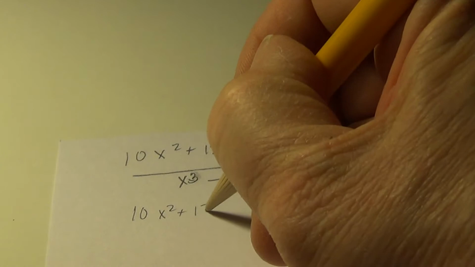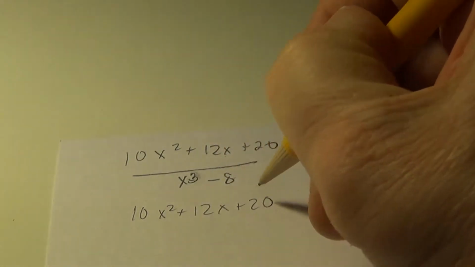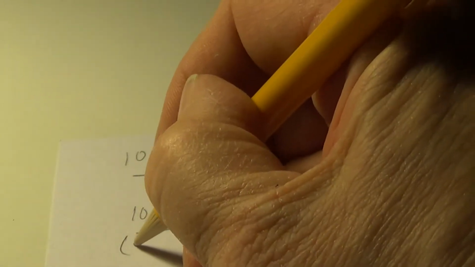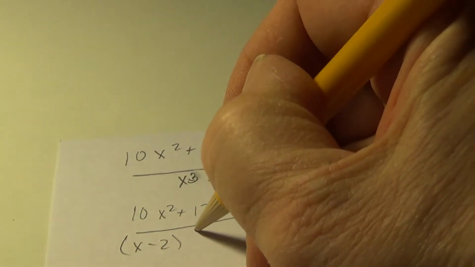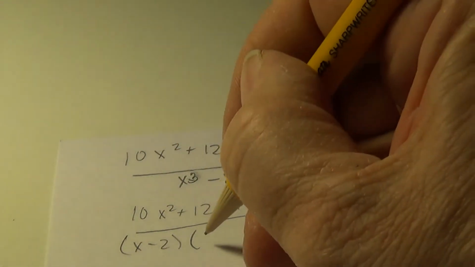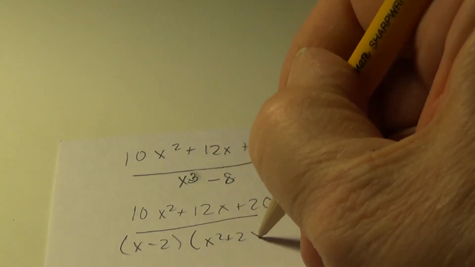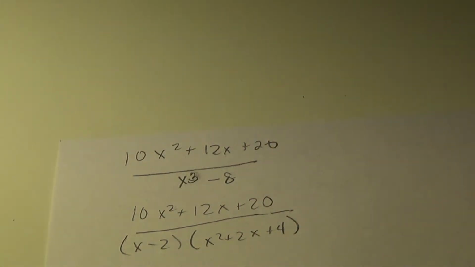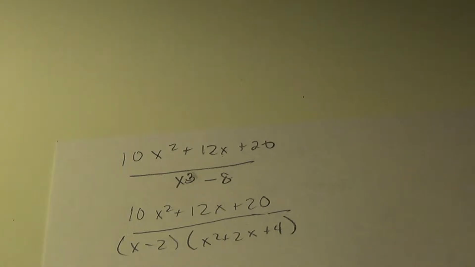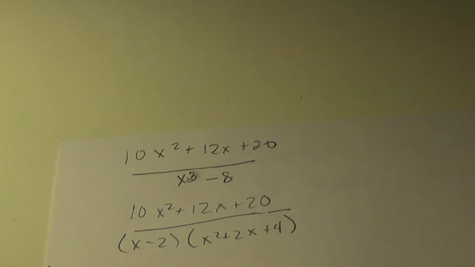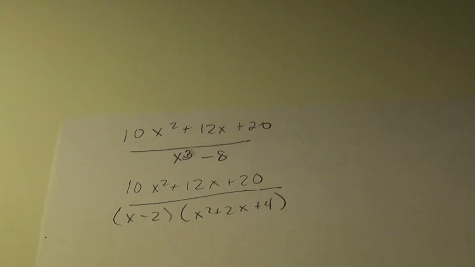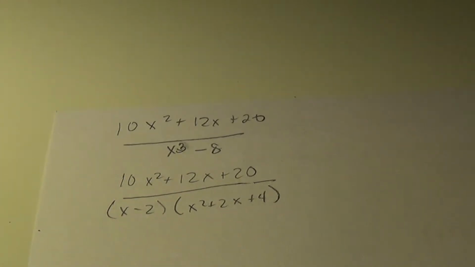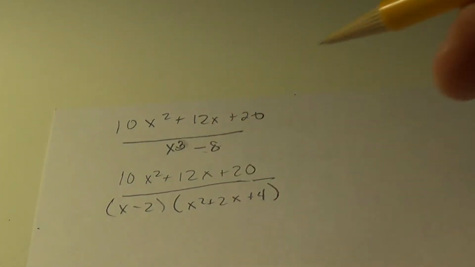The top is unchanged, and the bottom is going to factor into x minus 2 times x squared plus 2x plus 4. That's something Algebra 2 should have taught you. And if you need me to review that, I can do that. But for now, let's say that that's stuck and you can get from here to here.